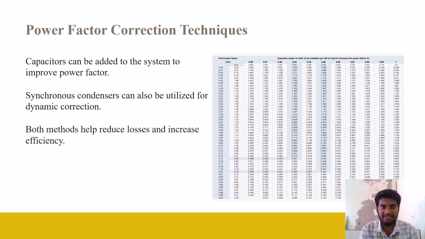And coming to power factor correction techniques, how can we correct the power factor? Capacitors can be added to the system to improve the power factor. Here the basic method is capacitors. Well, what do we mean by a capacitor? A capacitor is a type of passive element which stores energy in the form of an electrostatic field. Synchronous condensers can also be utilized for dynamic correction. Both methods will help reduce the losses and increase the efficiency.